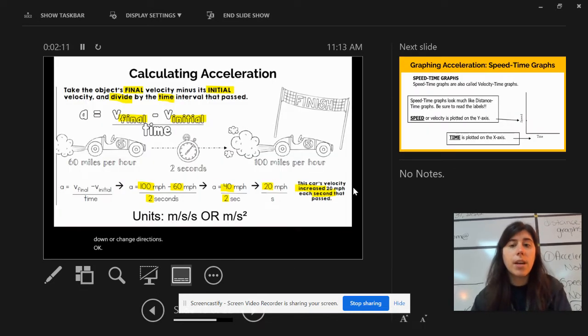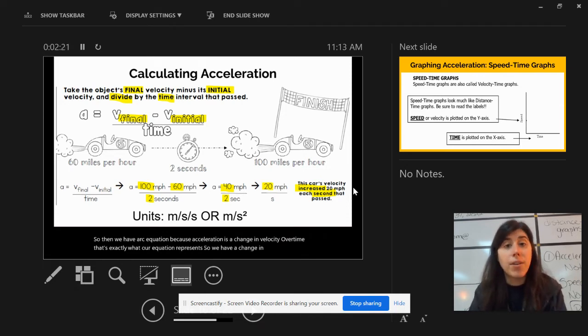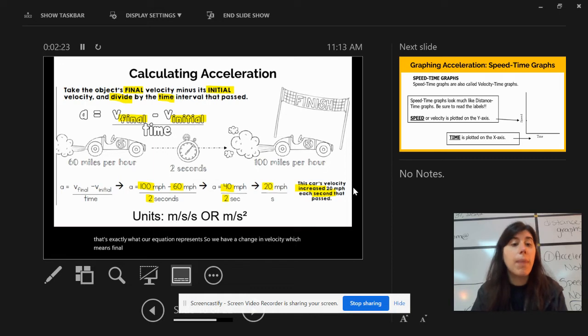So then we have our equation. Because acceleration is a change in velocity over time, that's exactly what our equation represents. So we have a change in velocity, which means final velocity, what you end with, minus initial velocity, that's your change in velocity, and we're going to divide it by time, or over time. So V final will always come first.